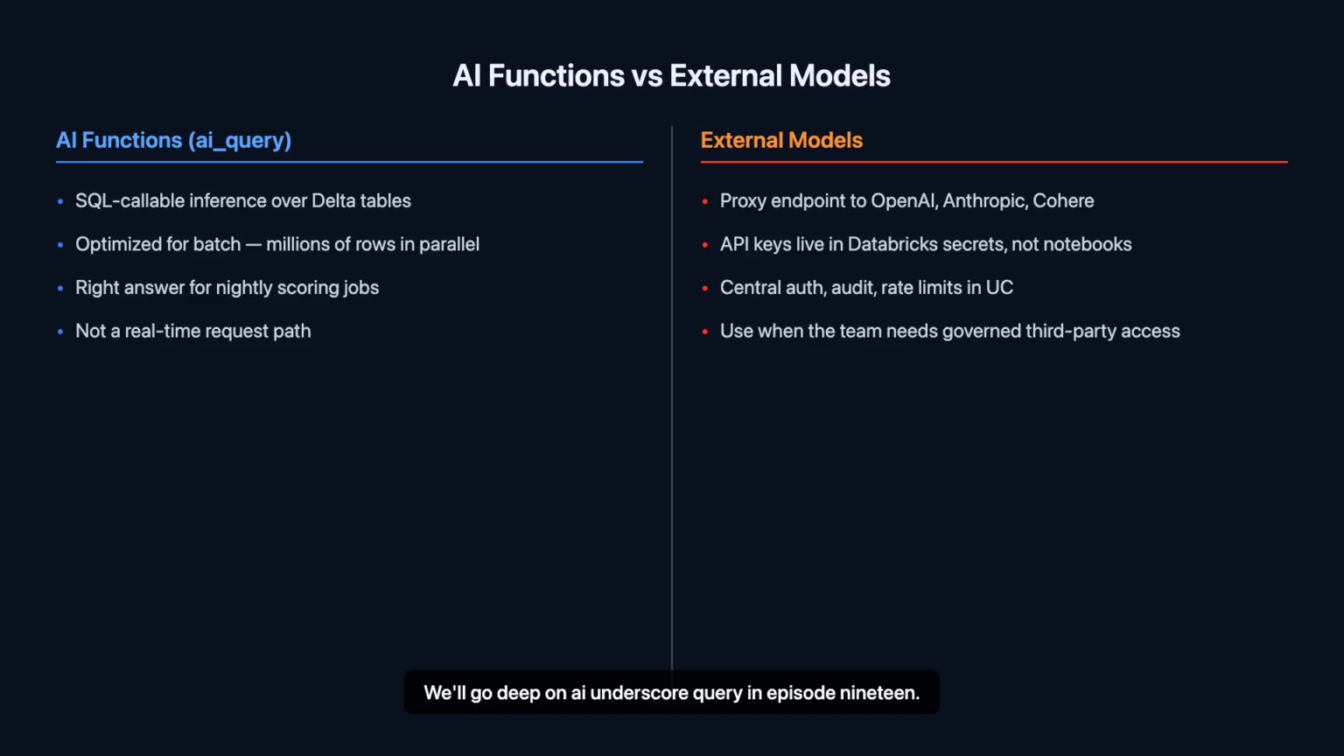External models is a proxy endpoint to providers like OpenAI, Anthropic, or Cohere. The API keys are stored in Databricks secrets, not in notebooks, and you get central authentication, audit logs, and rate limits inside Unity Catalog. Use it when the team needs governed access to a third-party large language model.